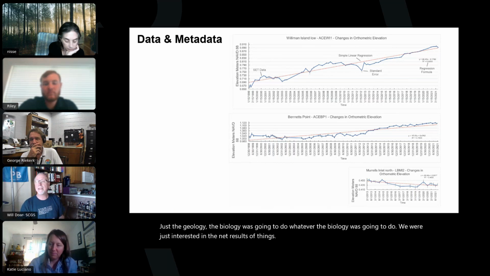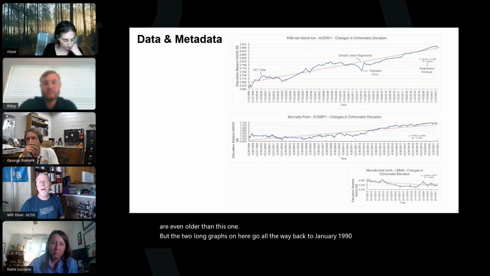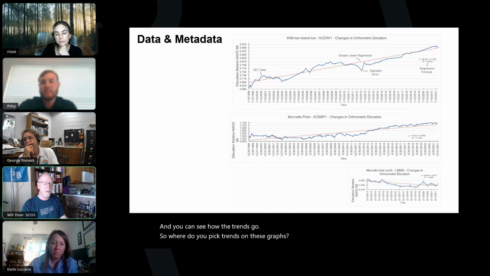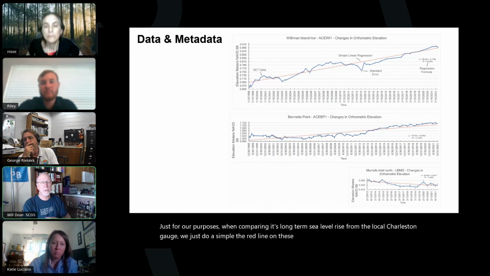Now, in the case of some of these stations, I know there are other people who have arrays that are even older than this one. But the 2 long graphs on here go all the way back to January 1999, and you can see how the trends go. So where do you pick trends on these graphs? Just for our purposes, when comparing against long-term sea level rise from the local Charleston gauge, the red line on these graphs is just the simple linear regression through the data.